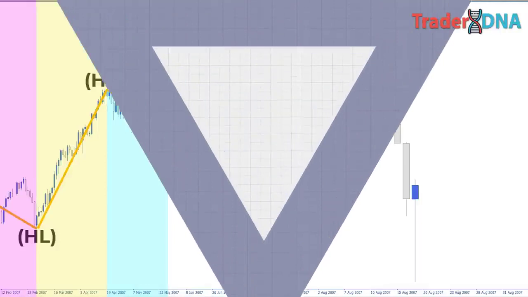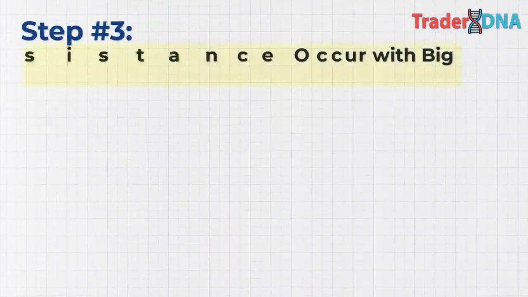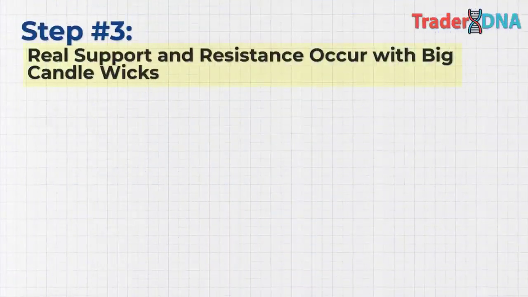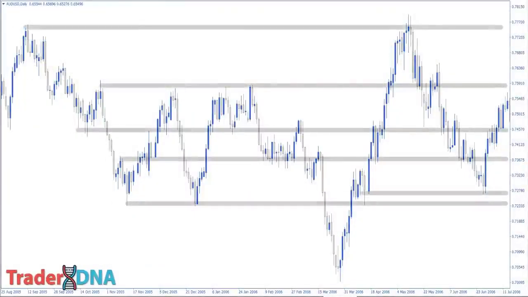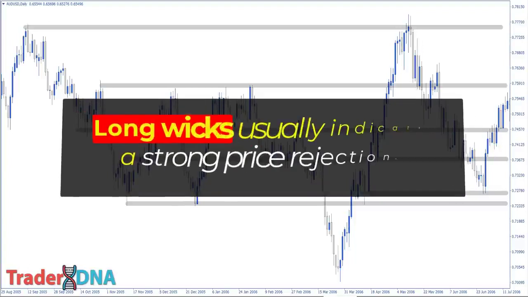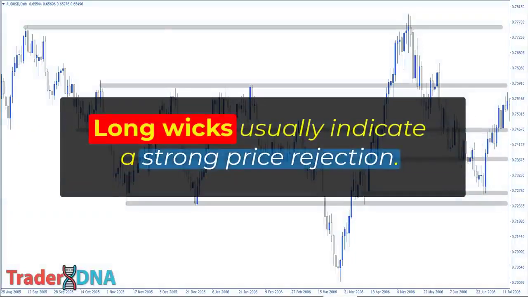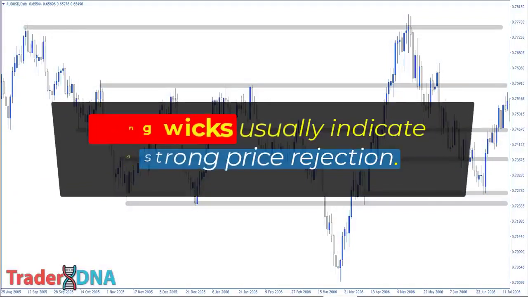Step 3. Real support and resistance occur with long candle wicks. Another trading principle to follow is that real support and resistance typically develop when we see price action with long wicks. By observing long wicks, we can identify price levels forming strong support and resistance. Long wicks usually indicate a strong price rejection. As a general rule, we aim to draw support and resistance levels near price action with long wicks, as depicted in this chart.